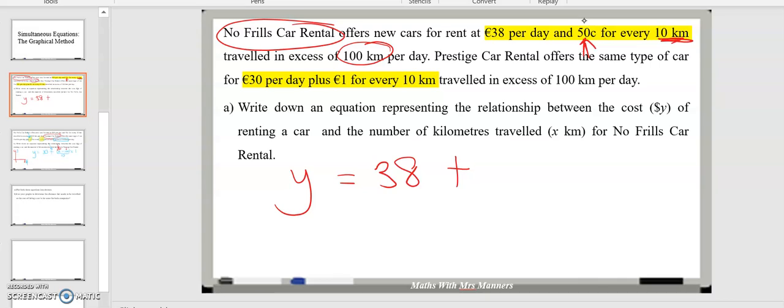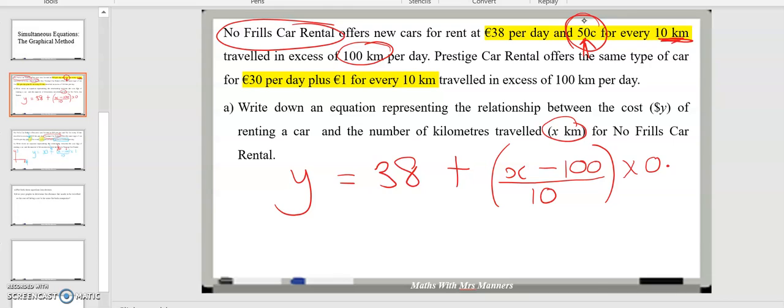So I'm going to travel in a day X kilometers, and I'm going to take away 100 to work out how far above the 100 kilometers I travel. And then I'm going to divide that by 10 to work out how many groups of 10 there are, because for every group of 10, I'm paying 50 cents. So once I get this number, I need to multiply by not 50, but 0.5, because if I was paying for car rental, I wouldn't pay in cents, I'd be paying in dollars or euros. So here, that amount should be in euros, it should not be in cents.